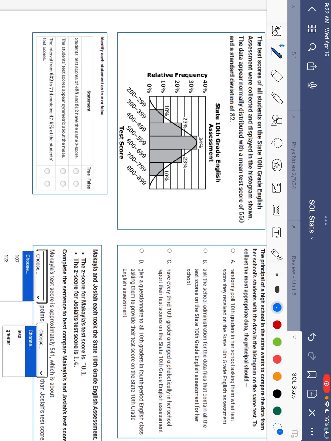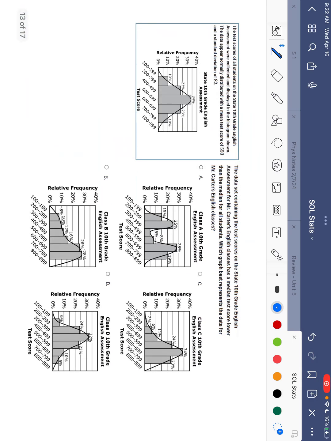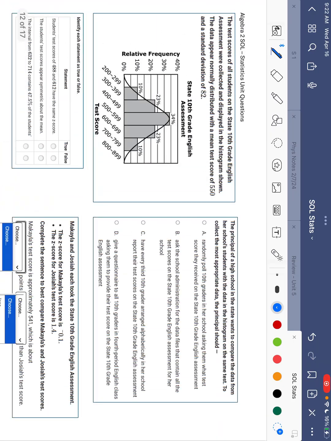Yeah. All right, so the test scores of all students on the 10th grade English test. This picture right here is going to be for these 3 questions on this page, and also this one right here. It's going to be for quite a few questions. They showed me a histogram, and they've said these important words, normally distributed. That clues me in that I'm going to be using my z-score and all that kind of stuff. The mean is 550 and the standard deviation is 82.